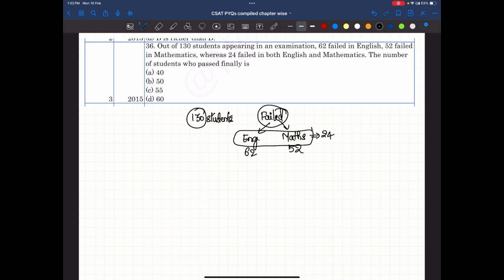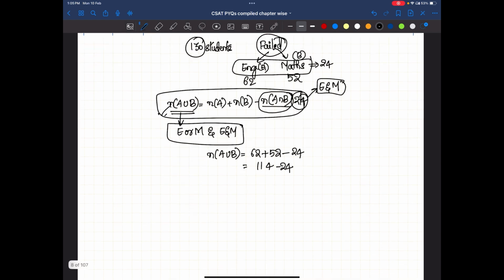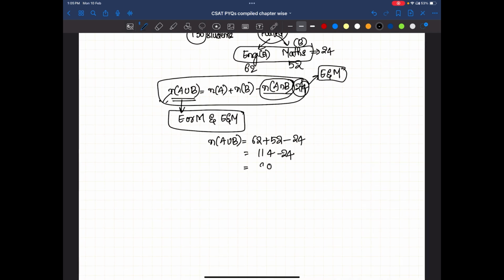The number of students who passed finally is, see, we have a formula in the Venn diagram section: n of A union B is equal to n of A plus n of B minus n of A intersection B. Here let English be A and maths be B. So by solving this, n of A union B: n of A means the students who have failed in English, that is 62. n of B means the students who have failed in mathematics, that is 52, minus n of A intersection B, that means who have failed in both English and mathematics, that is 24. 62 plus 52 is 114, and 114 minus 24 comes to be 90.